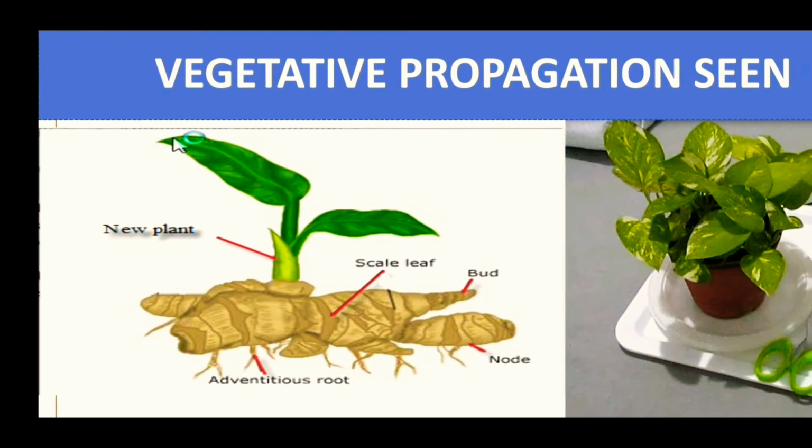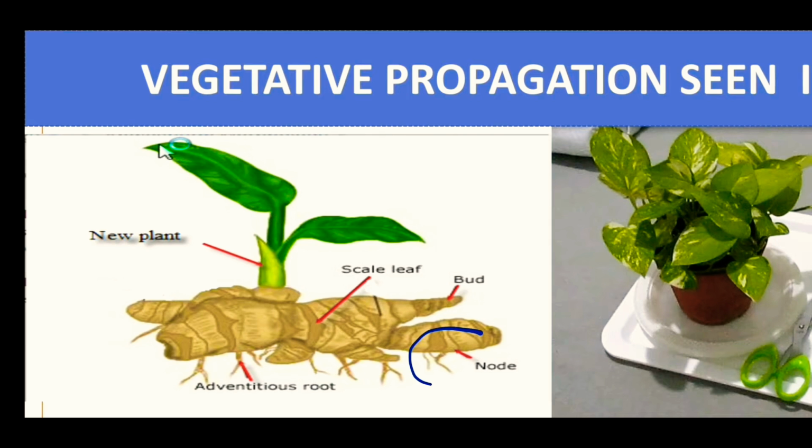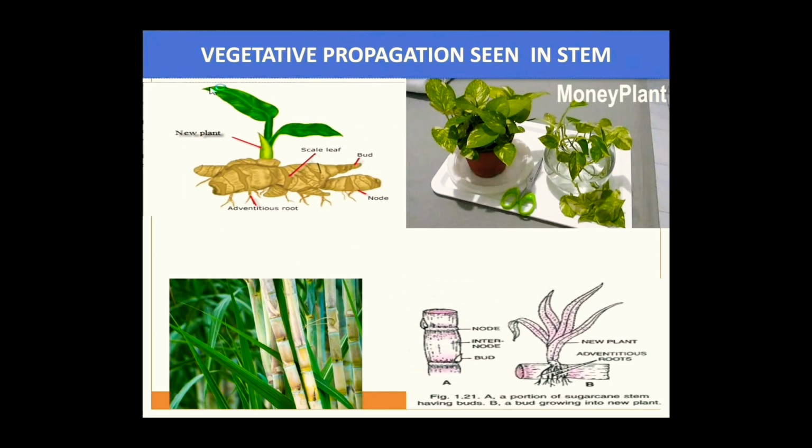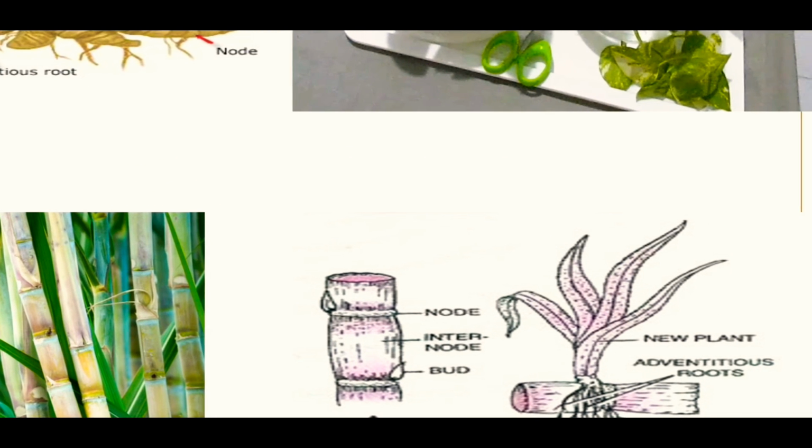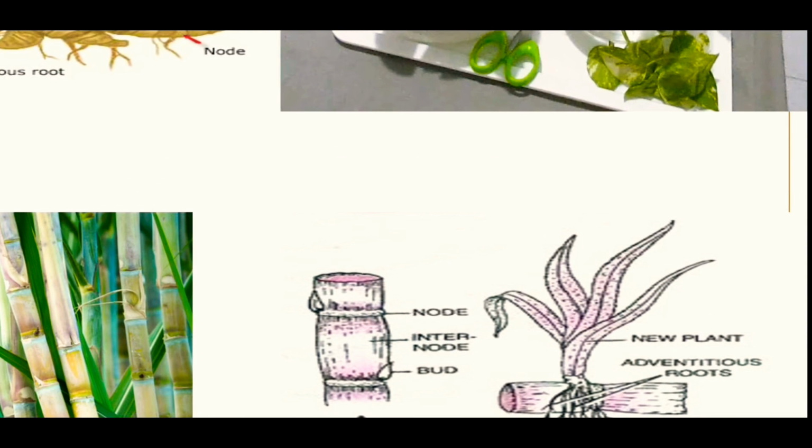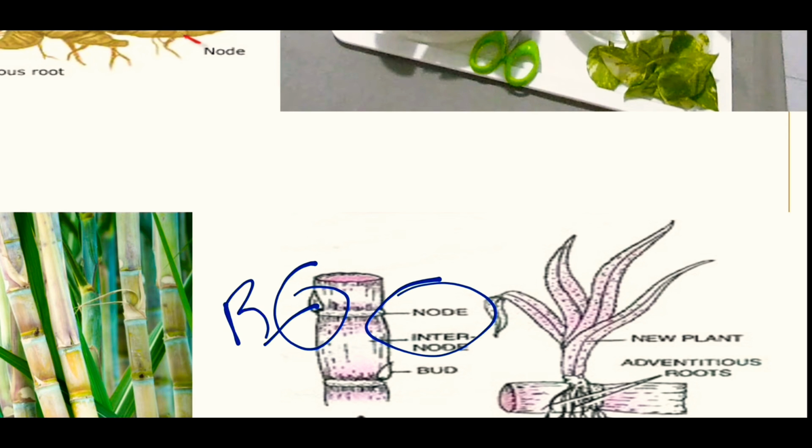You can see here, this is the picture of the node. This is one, and also you can see carefully the sugarcane. This point is also called a node, and this point is known as a bud. There also it is clearly labeled. You can carefully observe. These points are called nodes, and if leaves come out from this point, then this is called a node.